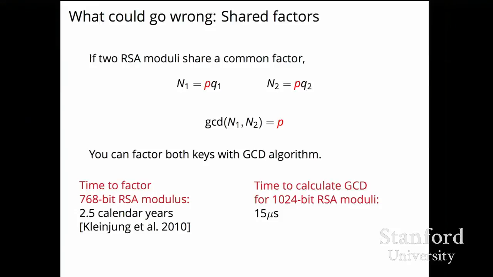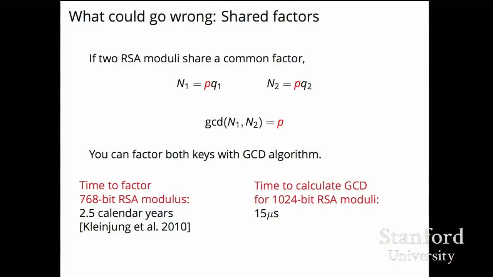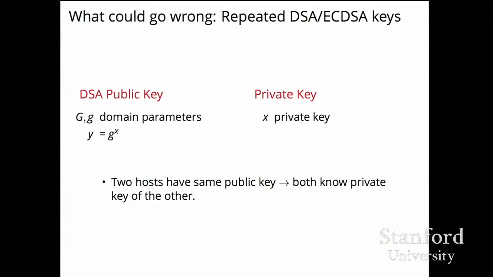Euclid's algorithm, or actually you can do better than Euclid, versus the number field sieve. So this would be a problem if it ever occurred. Now, okay, what about DSA or ECDSA?